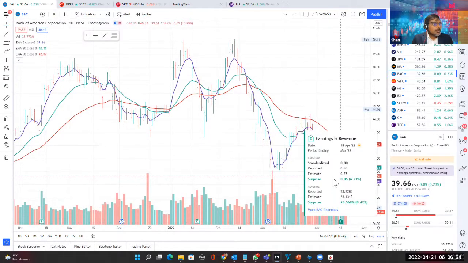Bank of America recently announced their earnings. If you would like to know more about that, their standardized or reconciled reported earnings per share was 80 cents per share for that quarter. More or less, I think it was a positive earnings report for this quarter.